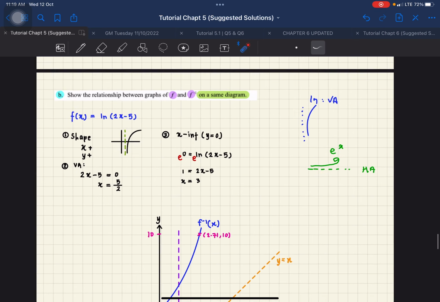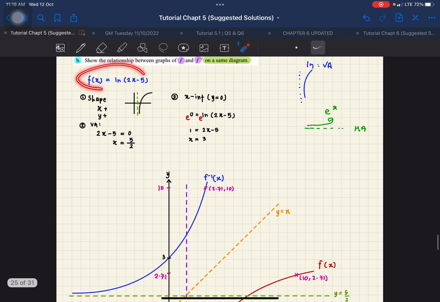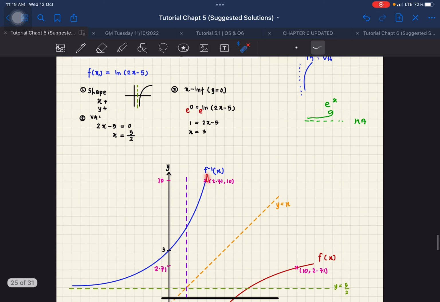Okay, so saya lukis dua-dua graf ni dalam satu tempat yang sama. Mula-mula saya lukis yang this blue one first. So, I have it like this. Okay, so I have the intercept 3. Okay, and then I reflect it on the line y equals to x.